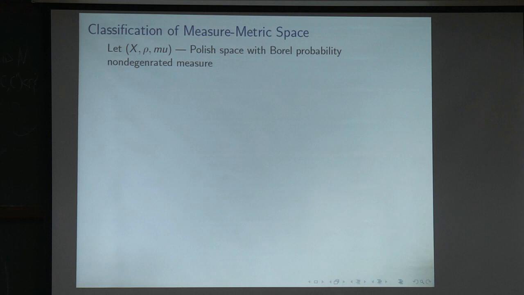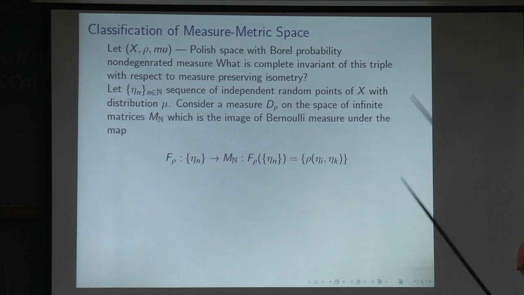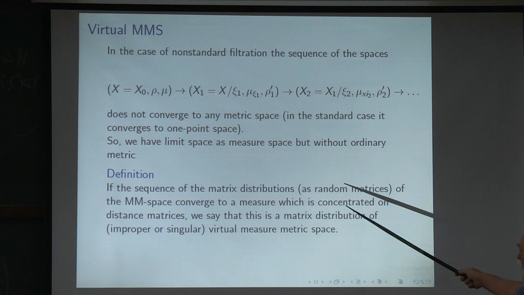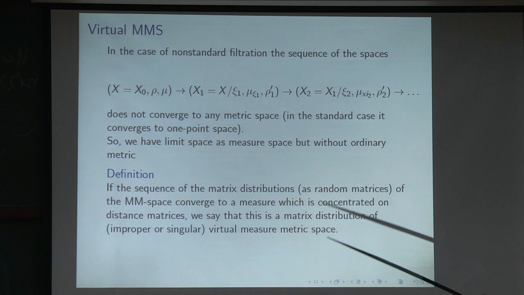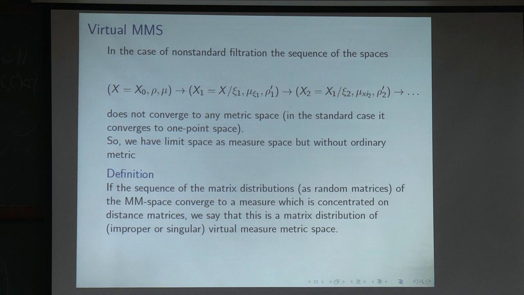So my claim is the following. I have no general theorem, but for some examples of non-standard filtration, there exists a matrix distribution which is a limit of that. So this is simply a repetition of the canonical theorem. Now, you have this sequence, and I call it a virtual metric space, or improper virtual metric space. So you have a space with measure, but you have no metric. You have something which is a sequence of metrics. For example, in some sense, it could be simply a random metric. So you have no distance between two points as a number, but as a random number. And I will now give you a simple example of this effect.